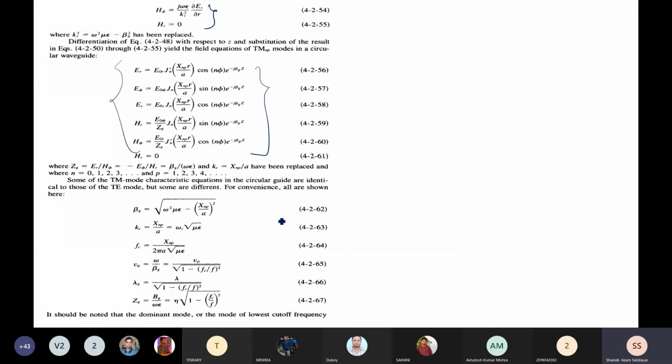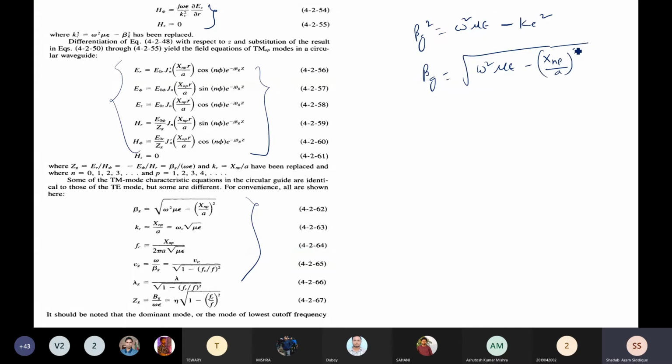Now we have different formulas. We already have one formula, beta g square is equal to omega square mu epsilon minus kc square. So you can take beta g as the square root of omega square mu epsilon minus (Xnp divided by a) whole square. Because we know kc a is equal to Xnp, kc can be written as Xnp upon a.